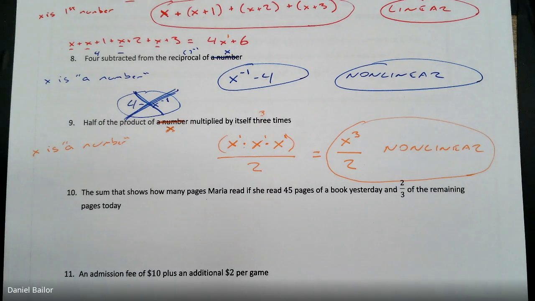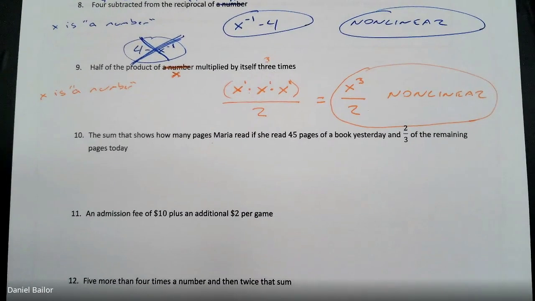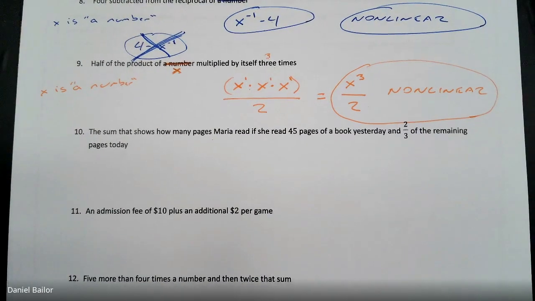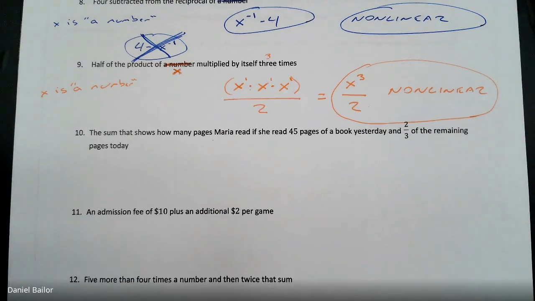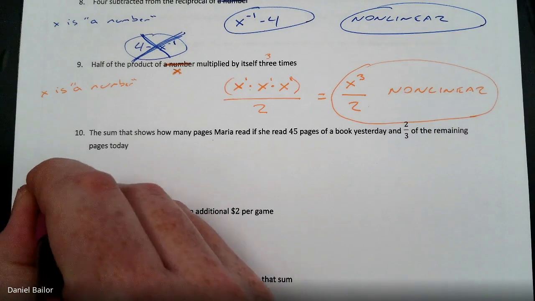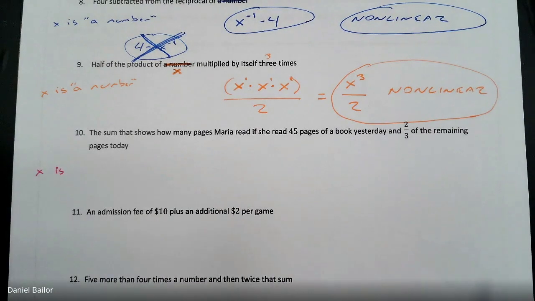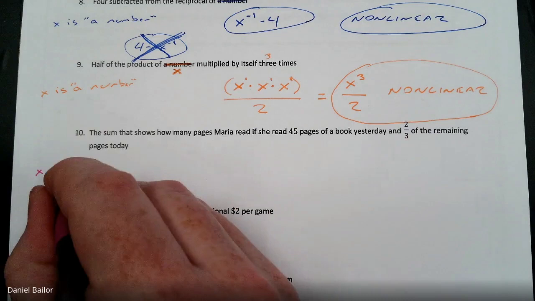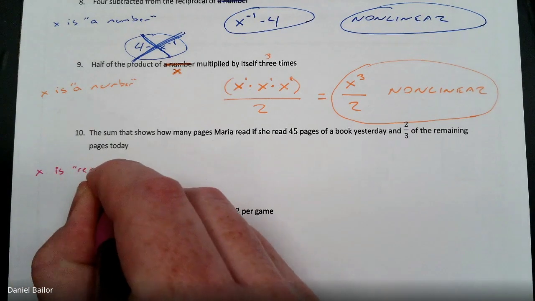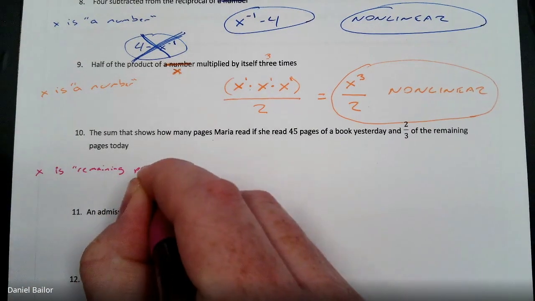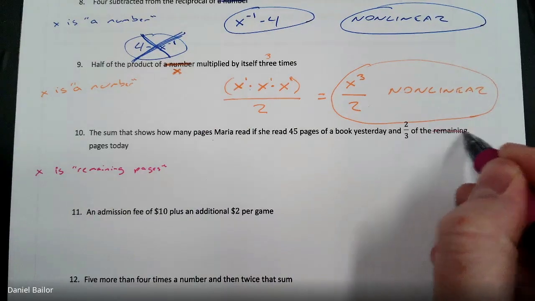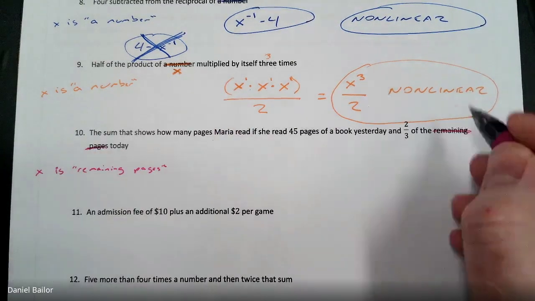More practice. Let's look at number 10. The sum that shows how many pages Maria read if she read 45 pages of a book yesterday and 2/3 of the remaining pages today. So to make this easier, X is going to be, what do we not know? We do not know the remaining pages. X is the remaining pages. So we take out remaining pages, and that's our X.